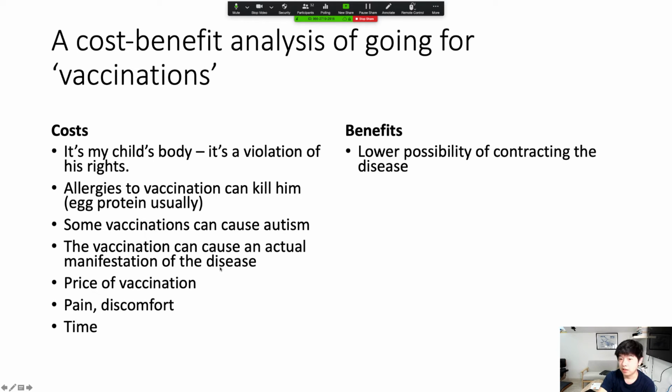Some people are afraid that if I take the measles vaccination, for example, I will get the measles, because some vaccinations are based on an inactivated version of the virus or a lower dose of the virus, and it can actually cause the virus to occur. Well, I guess I don't know what to say.